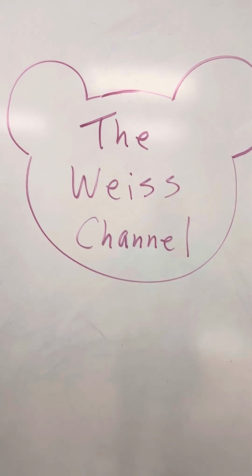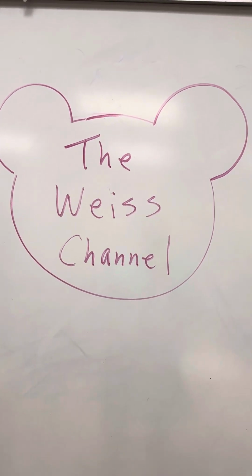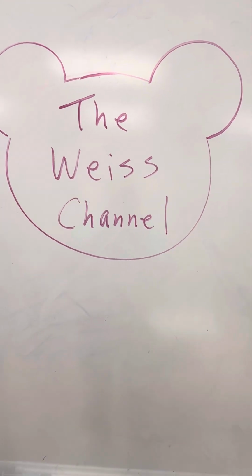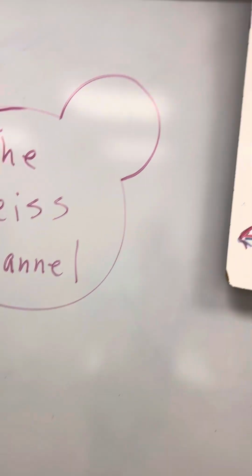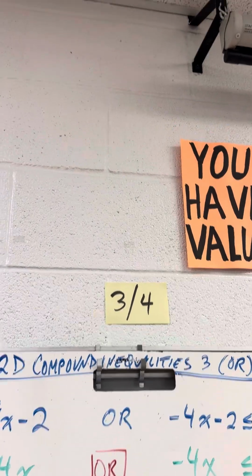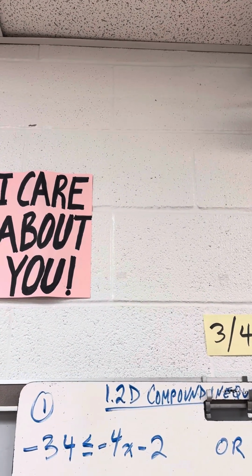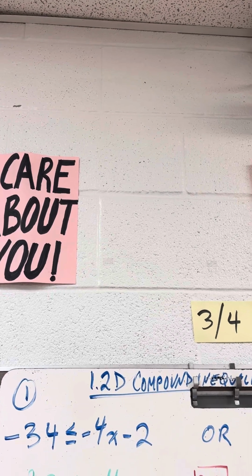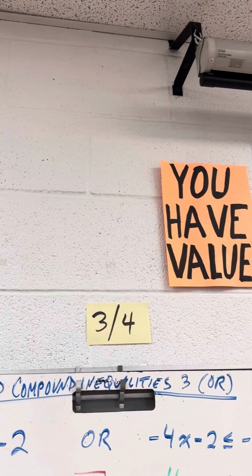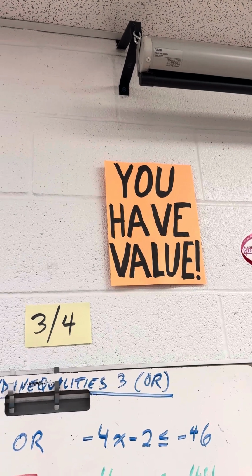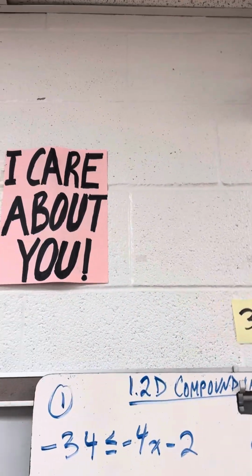So today it's compound inequalities, but this time it's "or" statements. We've been doing "and" statements. This is "or" statements. We have an "or" here. So it's negative 34 less than or equal to negative 4x minus 2, or negative 4x minus 2 less than or equal to negative 46. So let's start with this guy.